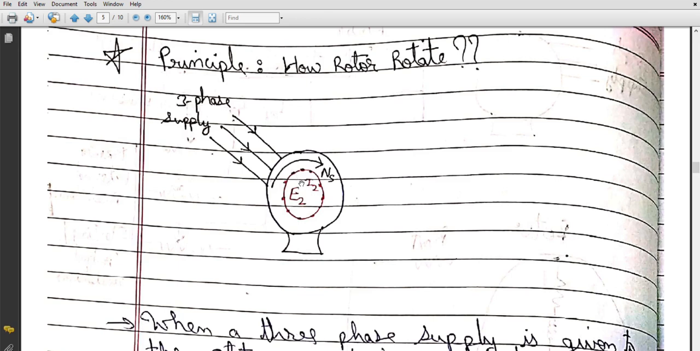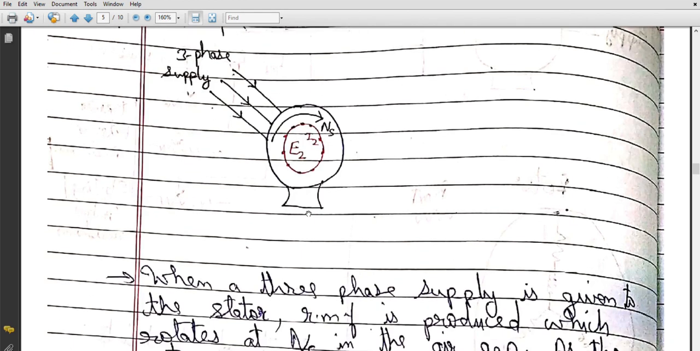If the relative speed is increasing, then flux linkage will also increase. If flux linkage increases, then E2 will increase, then current will increase. But what does Lenz's law say? That current will flow in such a direction that it should oppose the very cause of its generation. Are you getting my point? So this is why, for obeying Lenz's law, this rotor will rotate in the same direction as the stator field. Now, suppose the rotor is rotating at ns.